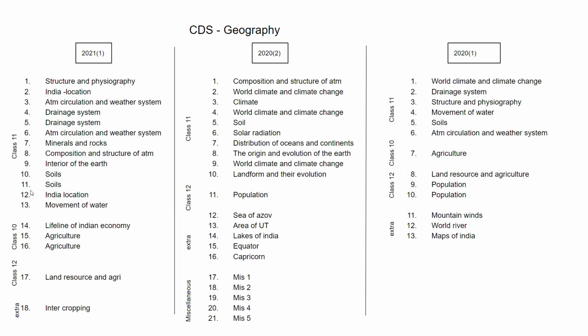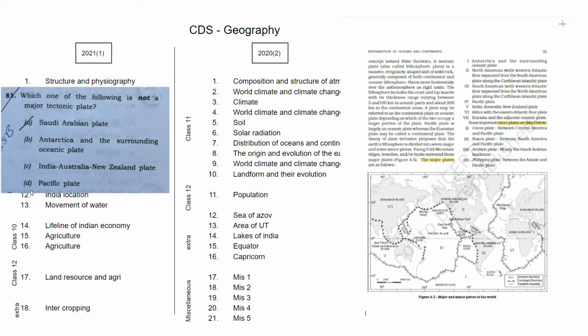Now coming to the next question, which is from distribution of ocean and continent. Which one of the following is not a major tectonic plate? Now here are the major tectonic plates and here are the minor tectonic plates. You can see, so the answer was Saudi Arabian plate.